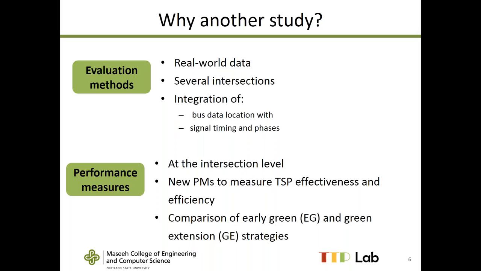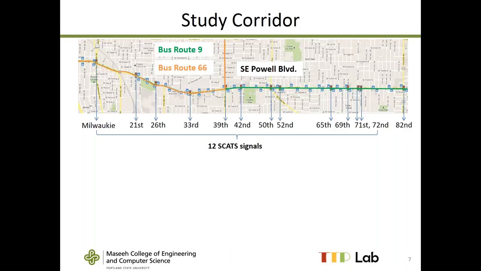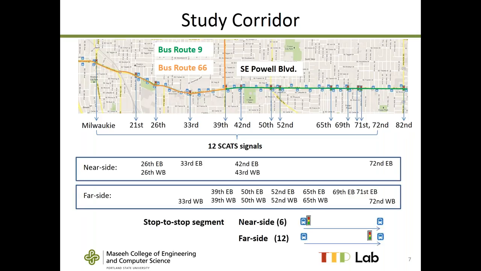So hopefully this is enough of the motivation for the study, and I would like now to briefly describe our corridor. We had a corridor roughly between 4 and 5 miles. We look at Southeast Powell Boulevard. There are two bus routes on this Powell corridor, and we have 12 traffic signals in the study. There were 6 near side and we had many more far side signals. So we were able to look at the 12 signals, and we had 18 stops that were close to the signals, and we were able to see the performance of the different signals in relation to the bus stops.